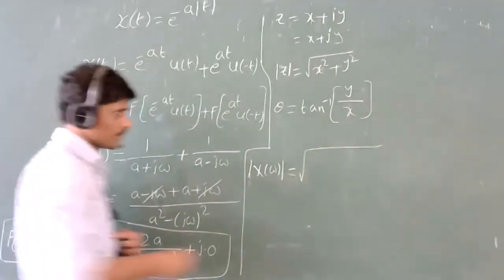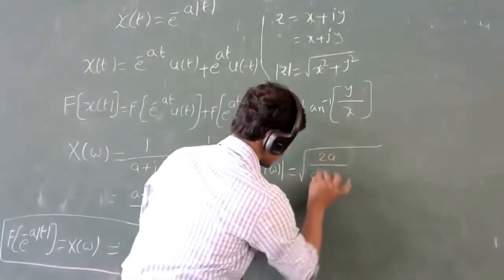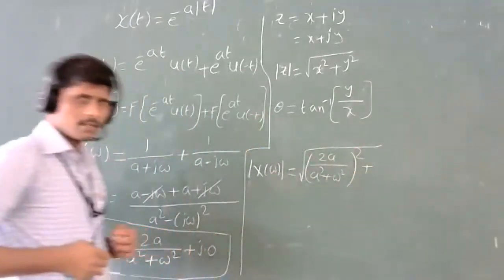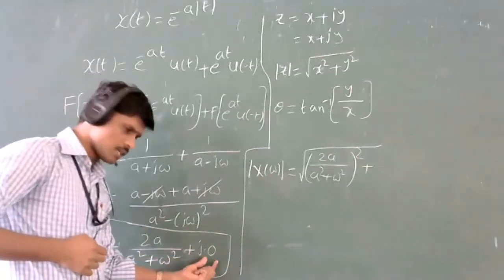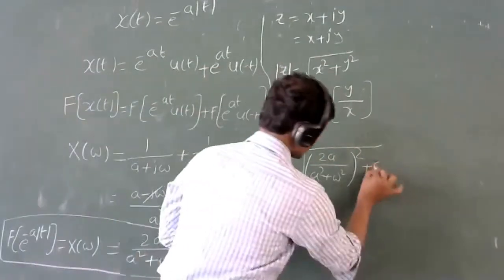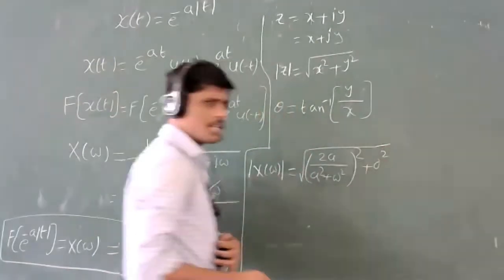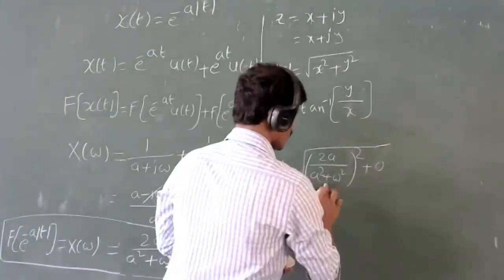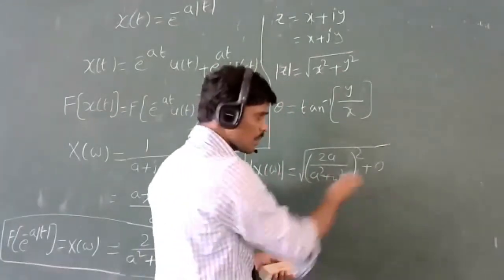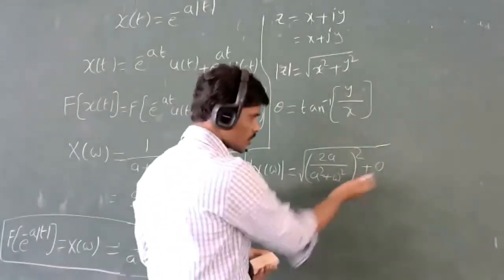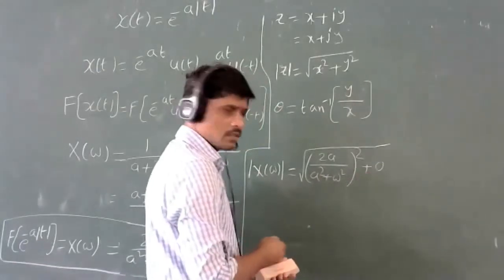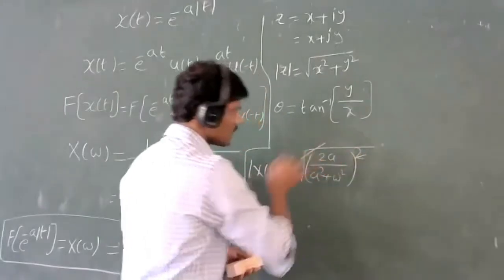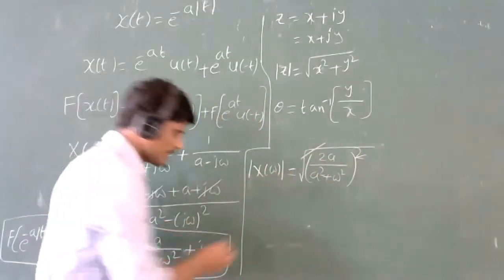What is the real part? 2a by a square plus omega square, whole square, real part square plus imaginary part square. What is the imaginary part? 0. 0 square is 0. Constant plus something. Constant plus 0 is constant. So this value plus 0, the square and square root cancel. What is the remaining term?